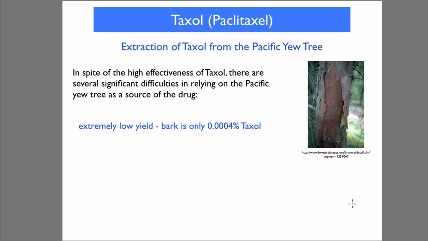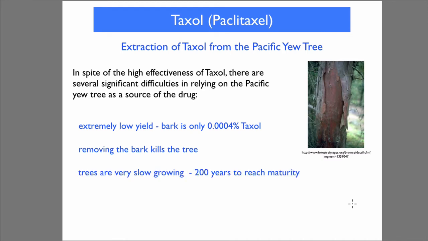The bark is only 0.0004% Taxol. Removing the bark kills the tree. And trees are very slow growing. It takes 200 years to reach maturity. They are located in a very sensitive ecosystem as the home to the spotted owl.